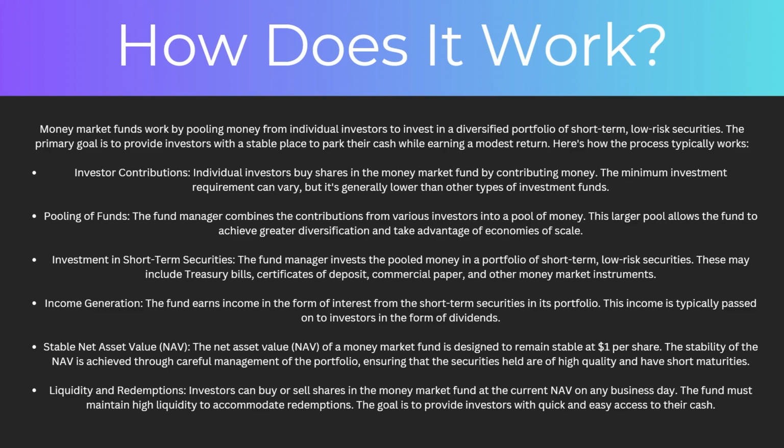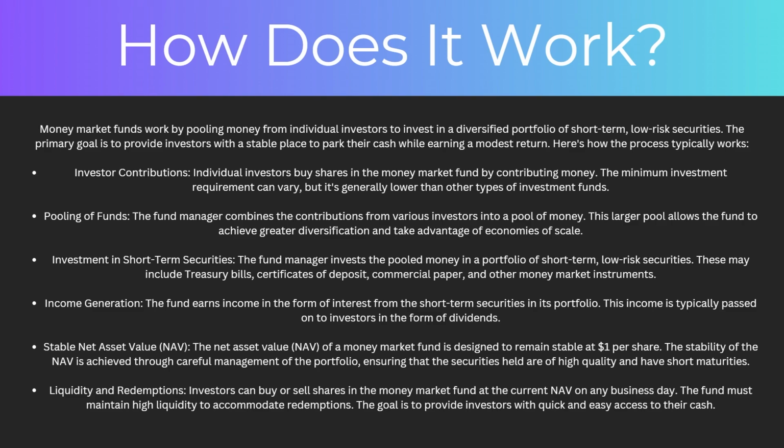Then there's stable net asset value, also known as NAV. The net asset value of a money market fund is designed to stay stable at $1 per share. The stability of the NAV is achieved through careful management of the portfolio, ensuring that the securities held are of high quality and have short maturities.